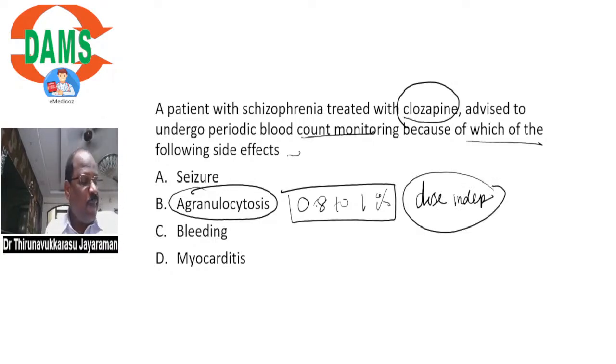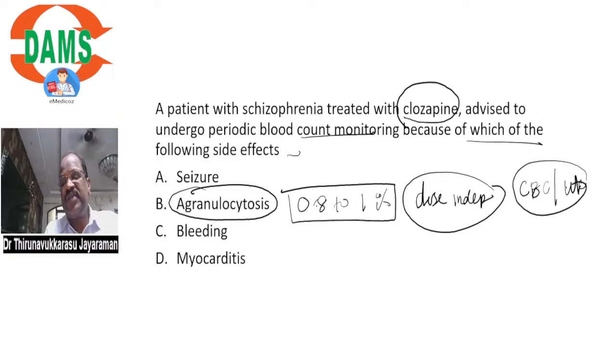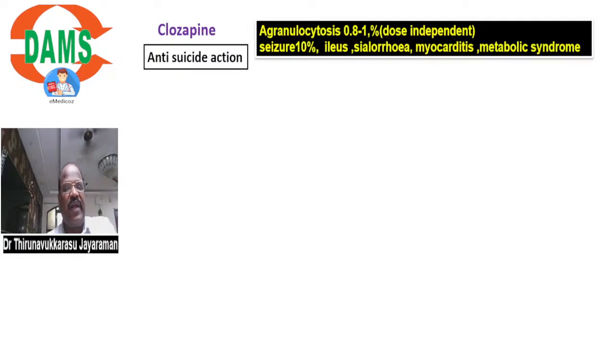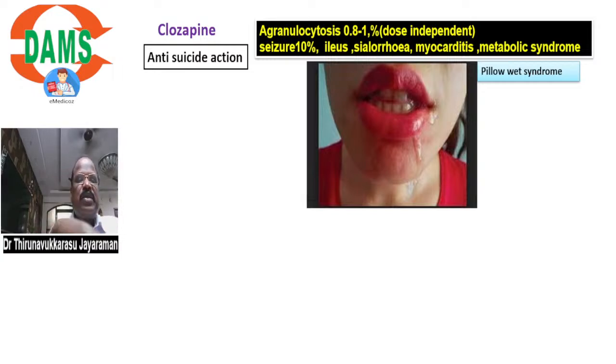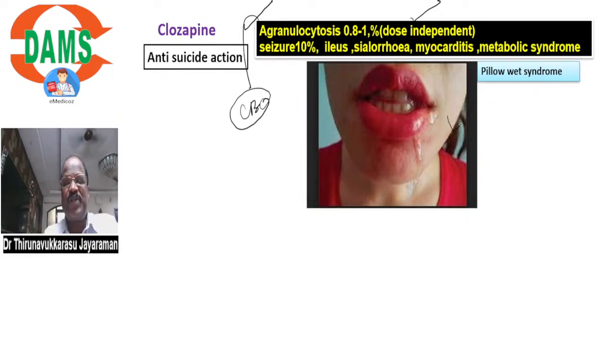Because of this problem, we advise the patient to undergo a periodic complete blood count checkup every week, at least for the first 3 months. The answer is option B, agranulocytosis. This is what we take in the classroom: the drug causes dose-independent agranulocytosis, thus we go for a complete blood count checkup. This was an old INICET question, and they asked about agranulocytosis.